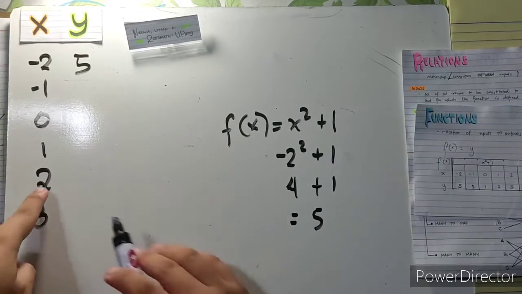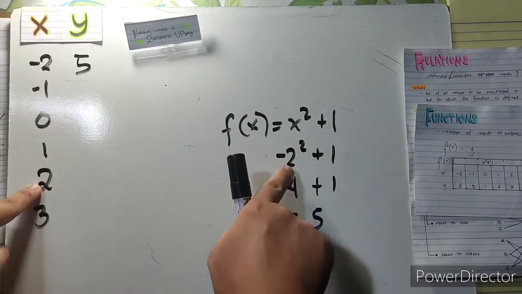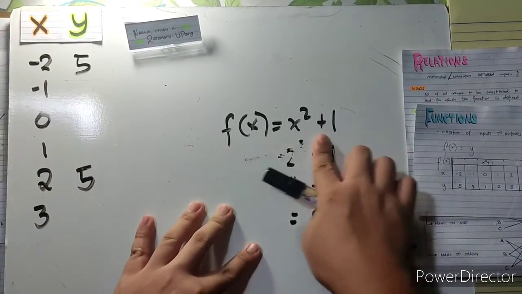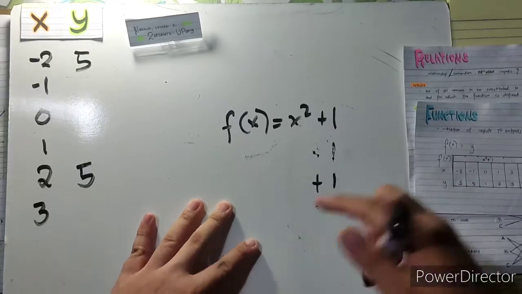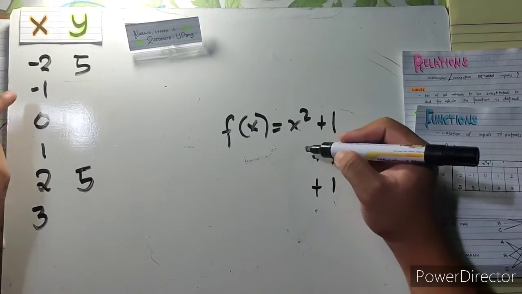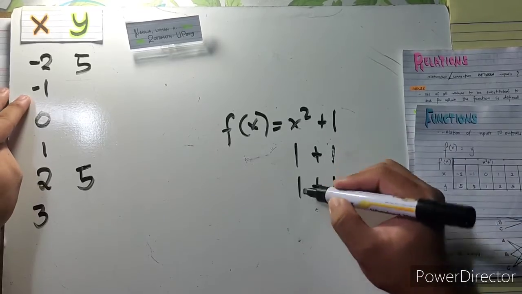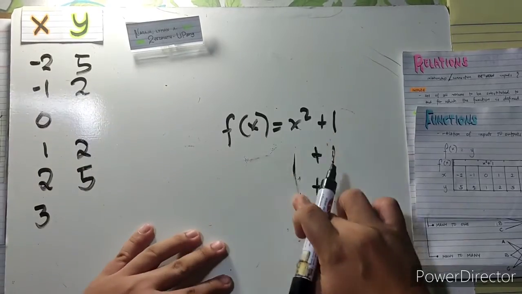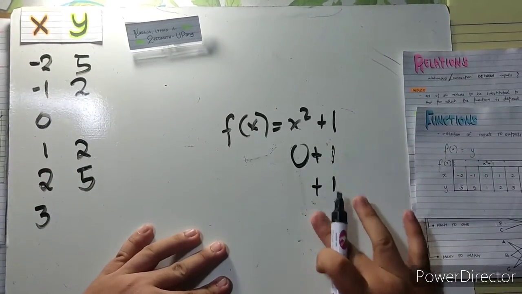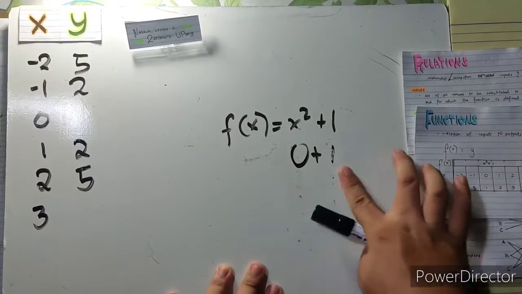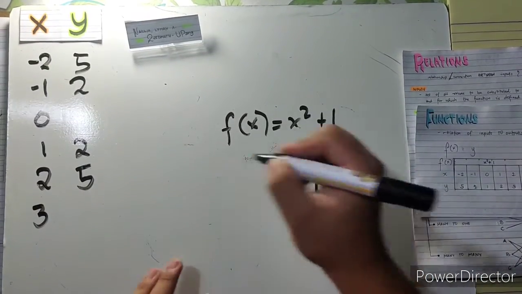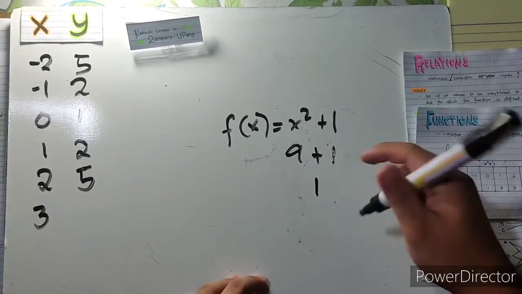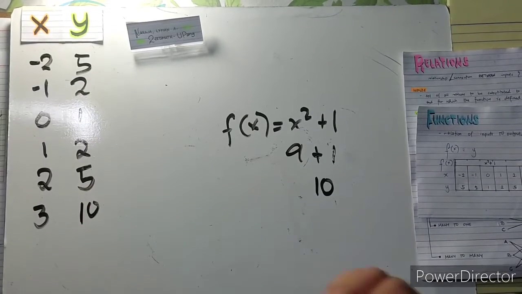We'll put that there. Same with this number because they are 2, and 2 raised to 2 is equal to 4. How about the -1? So (-1)² is equal to 1, plus 1 is equal to 2. Write it there. Same with this. So now with 0, 0 plus 1 is equal to 1. And 3 times 3 is 9, plus 1 is equal to 10.